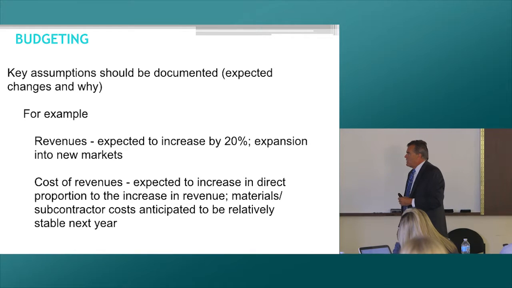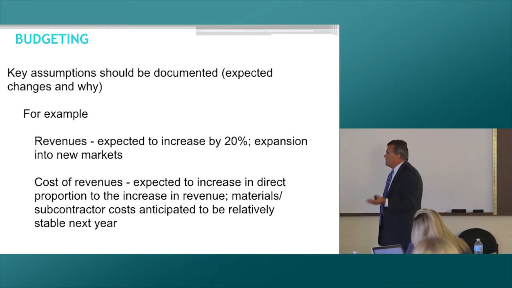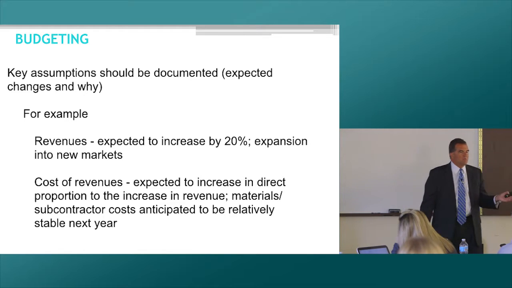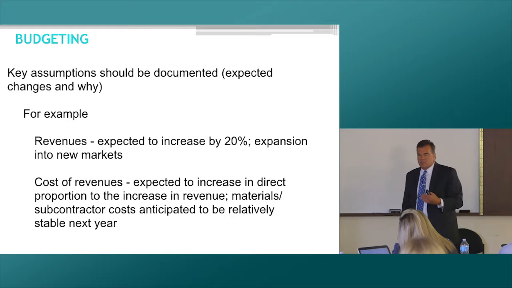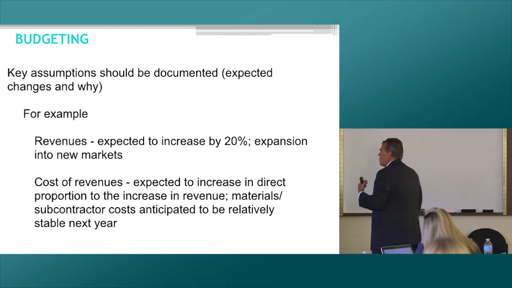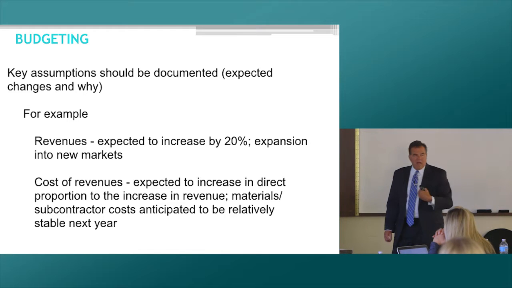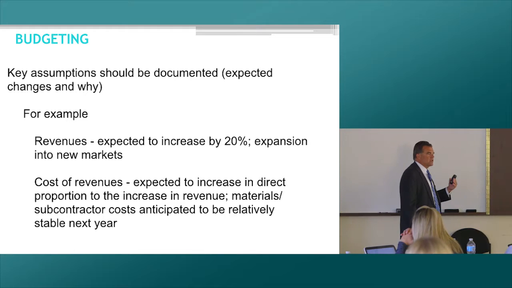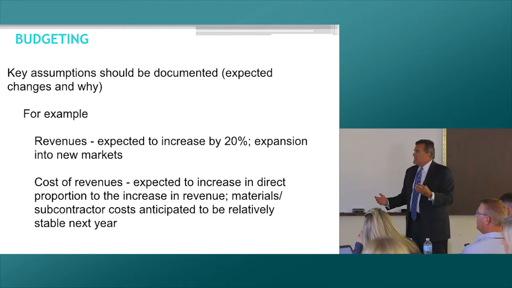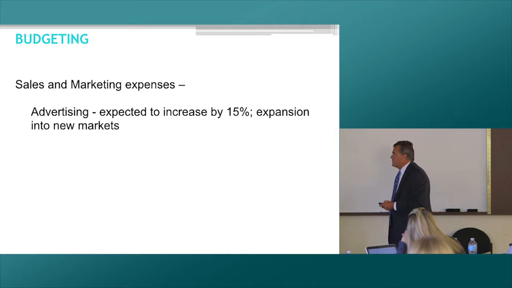Cost of revenue, expected increase, and direct proportion increase in revenue. Why? Because subcontractors are raising their prices, or we expect an increase in material prices. Windows are going to go up, or lumber is going to go up, whatever that is. So make sure that you have those written down. So if they ask you, why did you increase, you can say, well, when we sat down and talked about it, these areas we thought were going to go up, these areas we think are going to stay pretty stable.